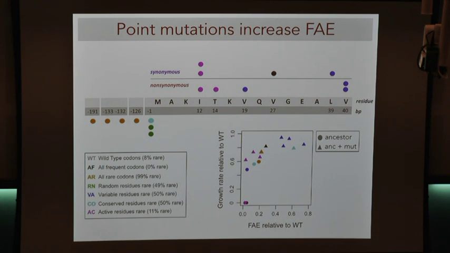So the coding mutations were all GC to AT mutations. Some of the non-codings were the reverse, but largely most of the mutations we see are GC to AT.